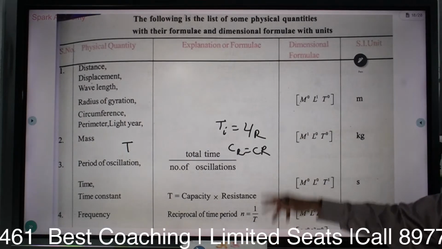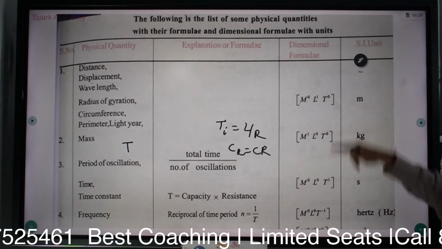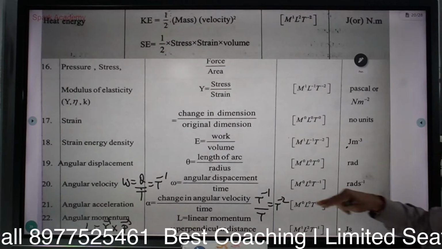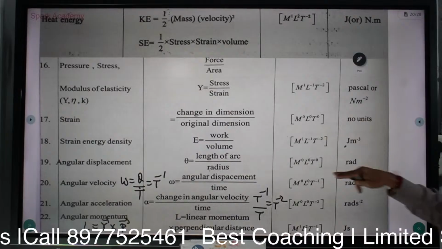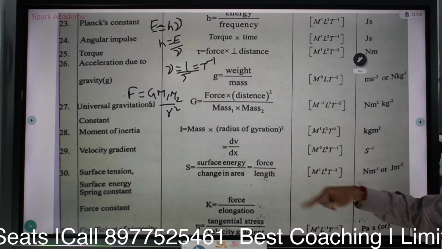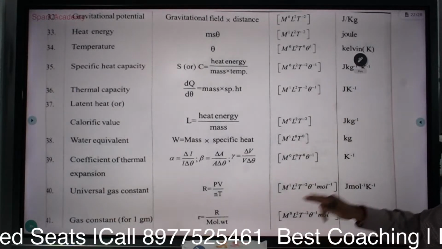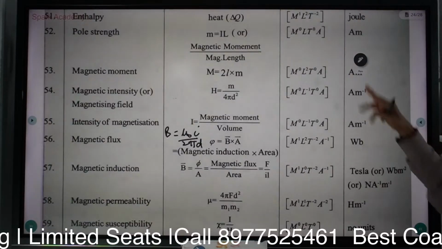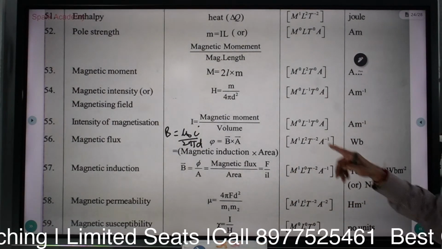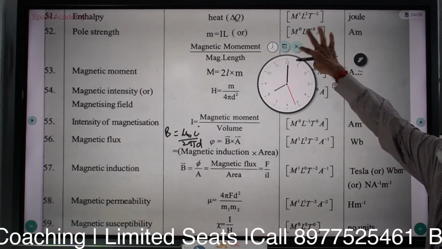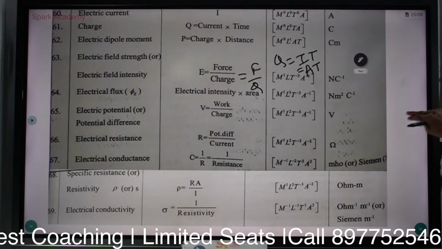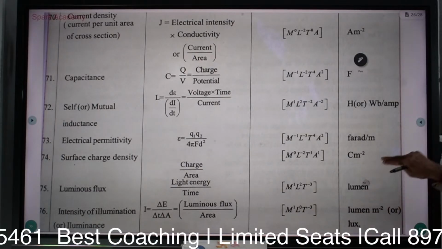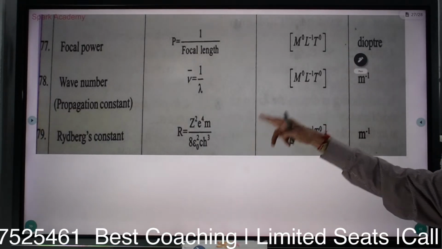So this is one tabular column, different physical quantities and their units. This is another tabular column, different physical quantities and units. This is another tabular column, and this is another, and another, with their corresponding dimensions. This is another tabular column and the dimension formula. This is another tabular column and formula. This is another tabular column. You have to know.